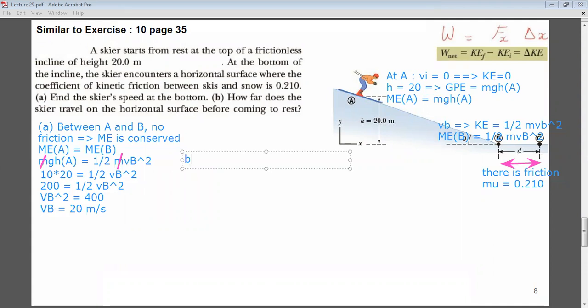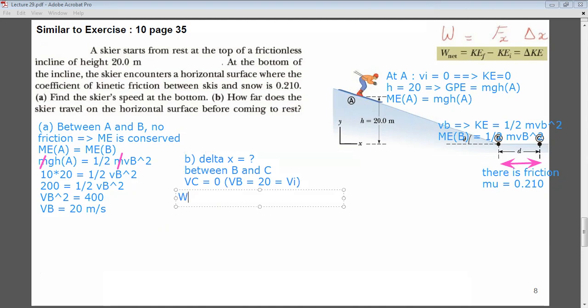Now, how far does the sphere travel on the horizontal surface that is between B and C? So part B, how far, it means delta x. So delta x equals how much between B and C before coming to rest. So I have VC equal to 0. Here I have VB from the previous part equal to 20, and this is V initial, right? And I have VC equal to 0, which is V final. And I want to calculate delta x.